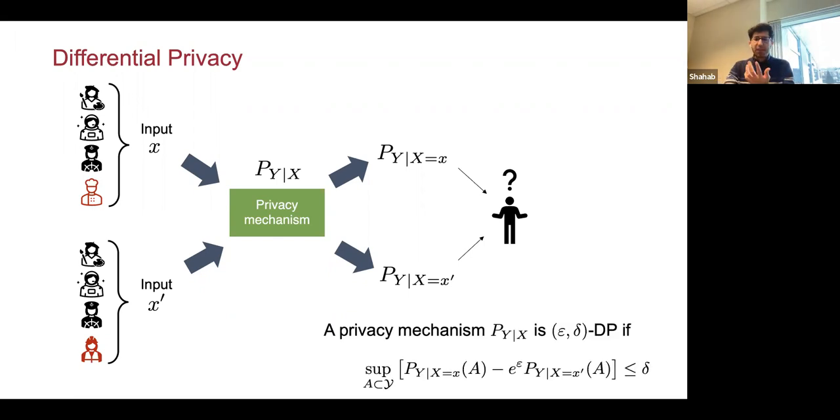The original definition of approximate differential privacy is defined as follows. We say that this mechanism P(y|x) is epsilon-delta DP if for any measurable set A, the probability of A under the first distribution should be very close to the probability of A under the second distribution, according to this condition. And we want this to hold for any pair of neighboring data sets, so basically for any x and x prime.